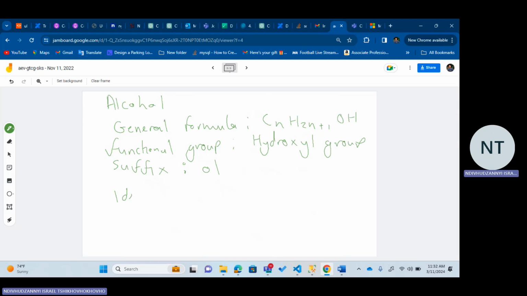So how do we identify one? On a C atom, you see that we'll have an OH.